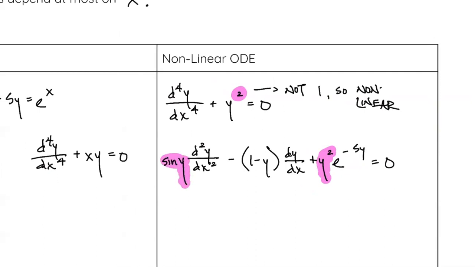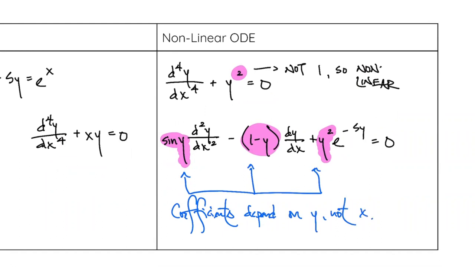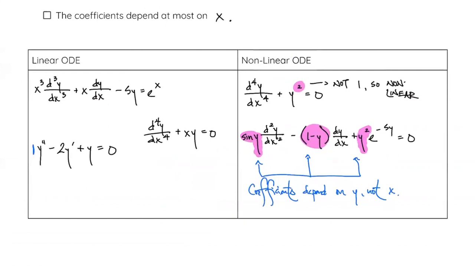Exactly. There's a trig, but look at the letter there. It's not sine x, because that would be okay. It's sine y. All right. And so just like we have in the chat right here, the coefficients depend on y. So since all coefficients depend on y, we consider this non-linear. Okay, so coefficients depend on y, not on x.